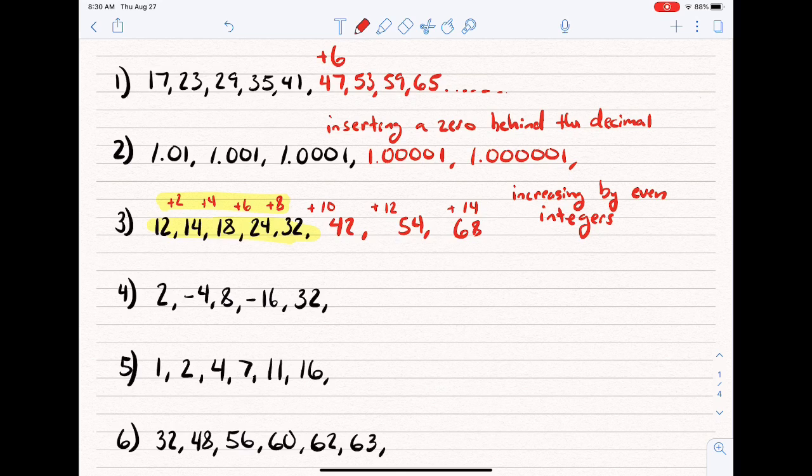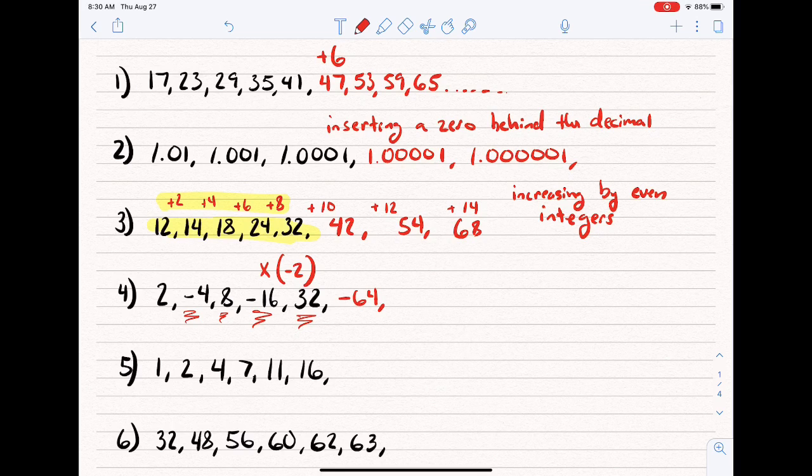Okay, the next one. Now, you might say this one's not very mathematical either, but it's actually very mathematical. It's really simple. All I'm doing is multiplying by -2. 2 times -2 would give me that -4. -4 times -2 would be a positive, and it would be positive 8. And then times -2 is -16, times -2 is positive 32. So the next one, times -2, would give me -64.